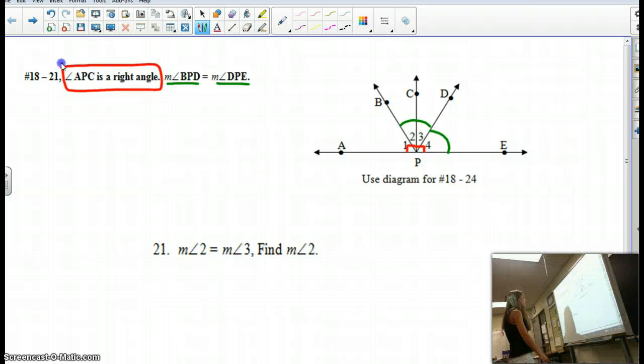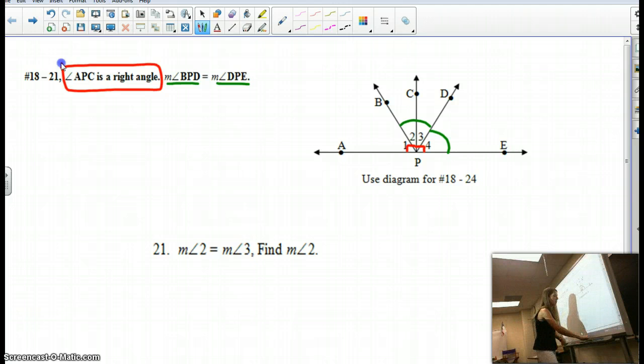So we look at our problem and it says the measure of angle 2 equals the measure of angle 3. Find the measure of angle 2. And you're like, wait a minute, they didn't give me any numbers. What do I do? I don't have any numbers. So first we're going to mark it up. We're not going to freak out.